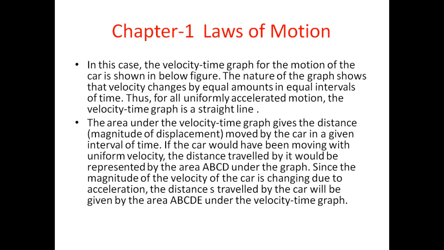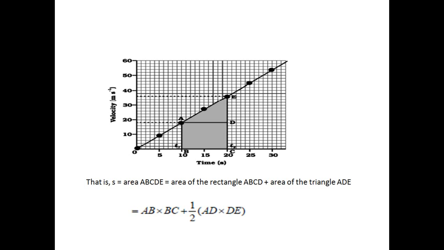Since the magnitude of the velocity of the car is changing due to acceleration, the distance traveled by the car will be given by the area ABCDE under the velocity time graph. So look at the picture first, and then you will be clearer. You can also see the picture given in your book. Here you can see a table showing how the body is moving, given for reference.